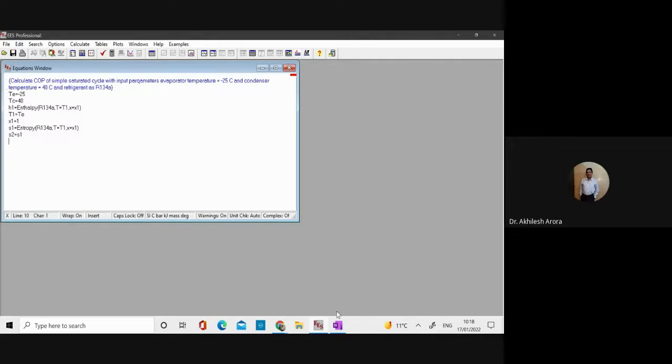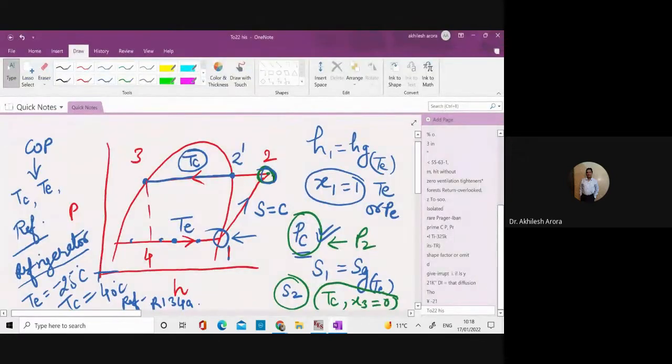You can see it here. I have calculated S2 here. What is still remaining? I need one more property to locate this particular point. So I have to calculate the value of PC, which is equal to P2.